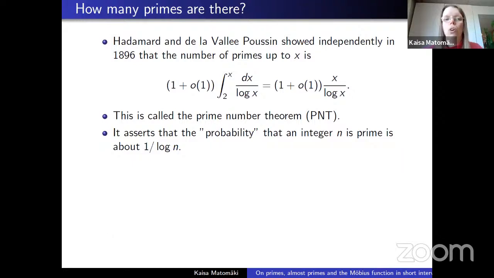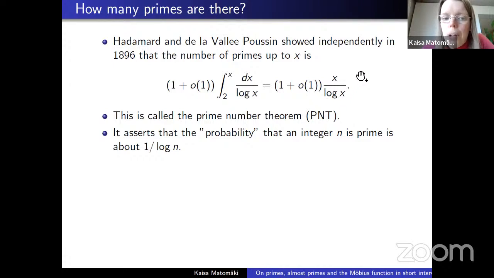Okay, so we now know that there are infinitely many primes. The natural question is: how many primes are there? How large a proportion of numbers up to x are primes? And this was answered more than 100 years ago by Hadamard and de la Vallée-Poussin independently. They proved the prime number theorem, that the number of primes up to x is about the logarithmic integral of 1 over log x from 2 to x, or more concretely, it's about x over log x.